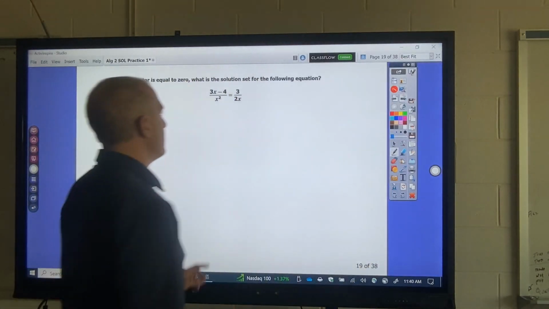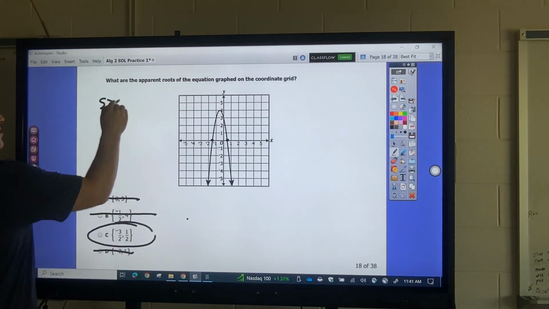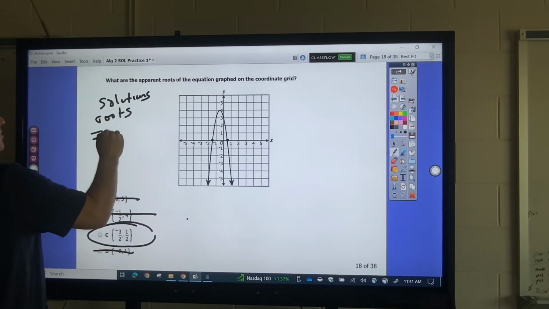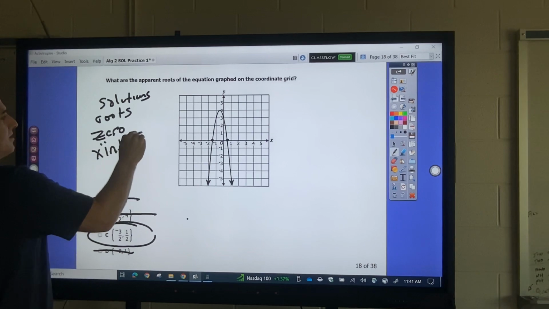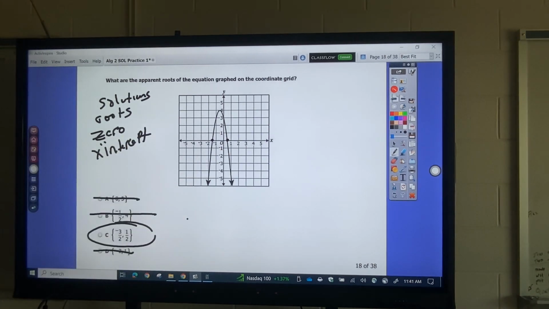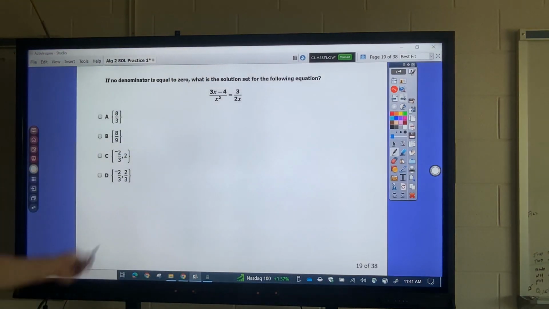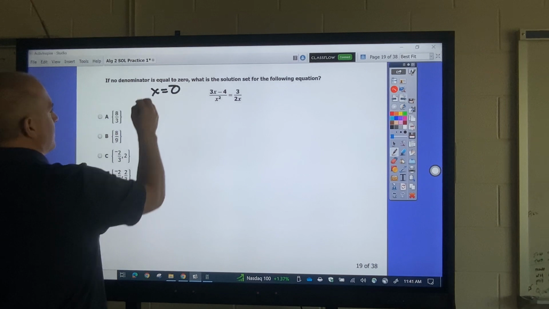So don't forget the words solutions, roots, zeros, x-intercepts, they're all referring to the same thing. Where does it cross the x-axis? Okay? This one, your solution can't equal 0 because that would be an extraneous solution.